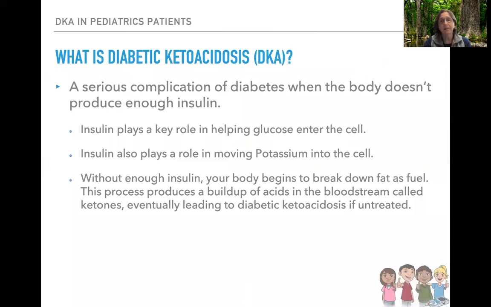All right, so what is diabetic ketoacidosis? DKA is something that happens with primarily type 1 diabetics. As we know, insulin plays a key role in helping glucose enter the cell. Without glucose, the cell starts breaking down fat as fuel instead of glucose. The breakdown of fats causes the body to build up acids or ketones, and this will eventually lead to diabetic ketoacidosis if it's left untreated.